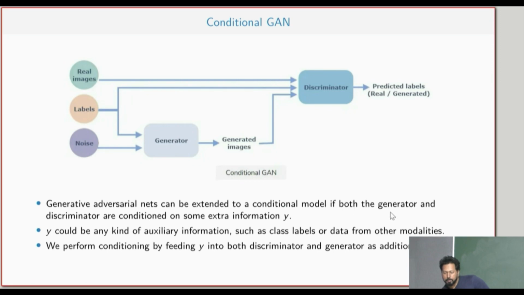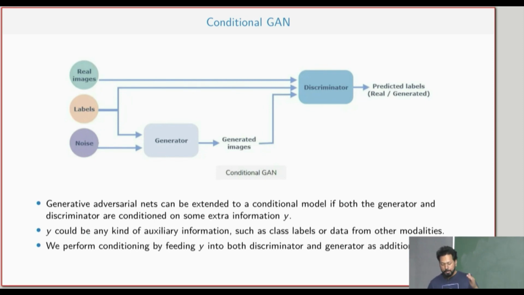It can be extended to a conditional model if both generator and discriminator are conditioned on some extra information y. y could be any kind of auxiliary information such as class labels or data from other modalities. So although it's handwritten digits, maybe I want to generate only 2. That may act as a pointer: just focus on generating the 2. We perform conditioning by feeding y into both generator and discriminator as an additional input layer. That's what it's saying.